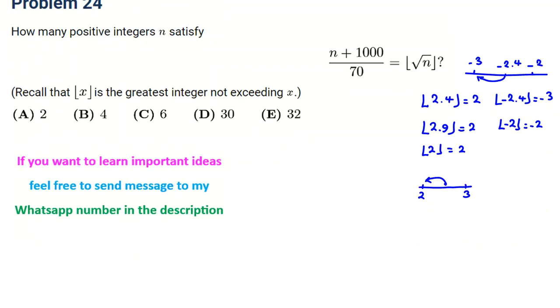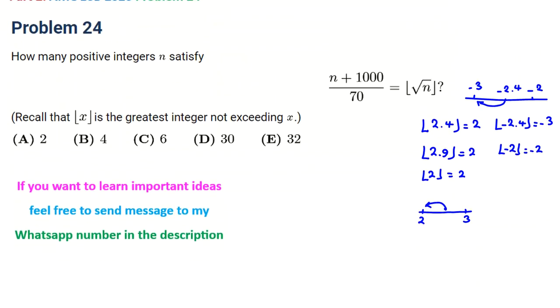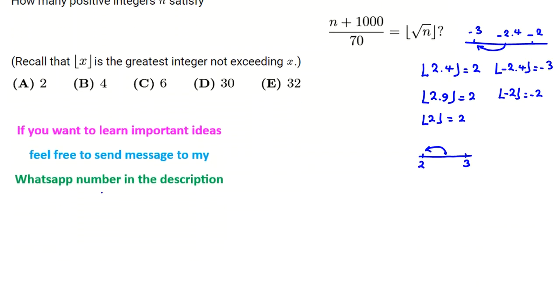Okay, now one important idea, so much important in these types of problems, is idea 3. You should consider, when you have a floor like this one, because we have floor of root n, you write root n as k plus r. k is the integer part and r is the fractional part. And we have one condition: r should be greater than or equal to 0 and less than 1.